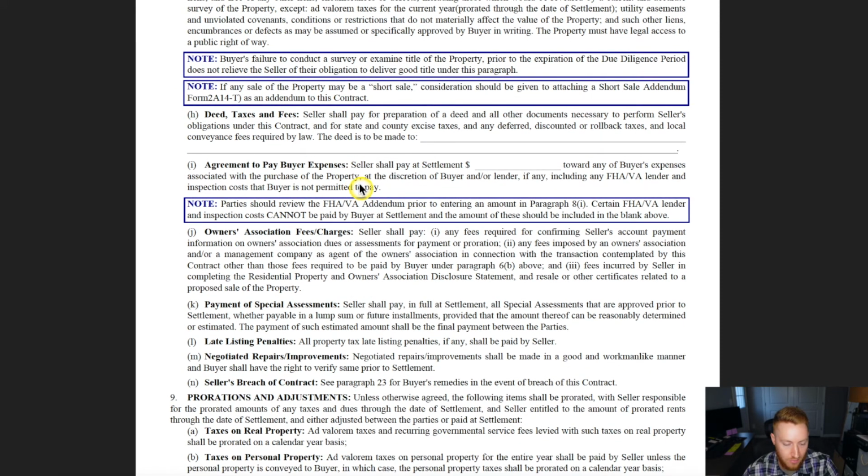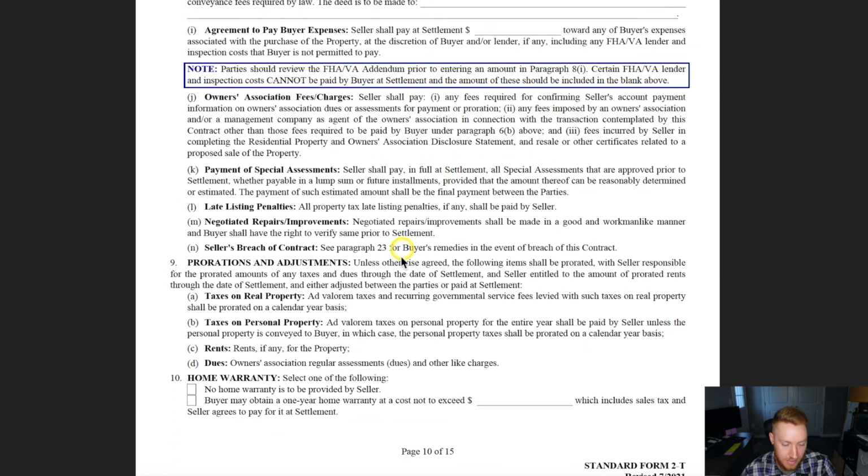This would be if you were asking for any seller paid closing costs, which are very uncommon in our current market today due to it being very competitive, but if there were any seller paid closing costs, they will be listed here. Proration and adjustments basically breaks down that the seller will be responsible for the prorated amount of any taxes through the settlement date, and they'll be either adjusted between parties or paid at closing.